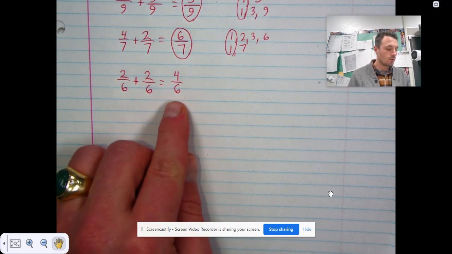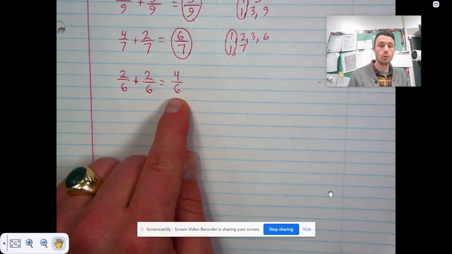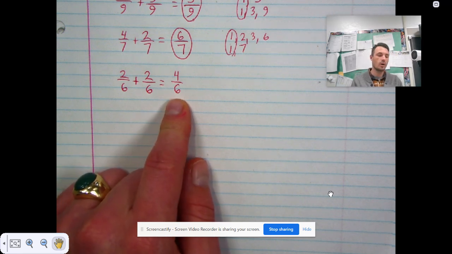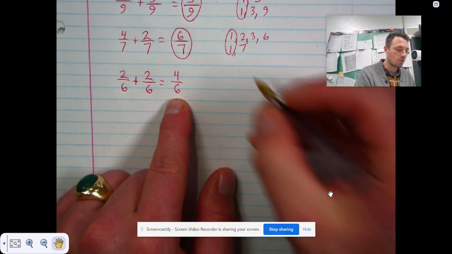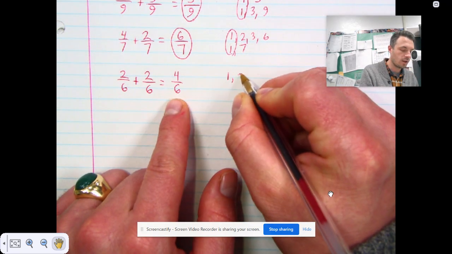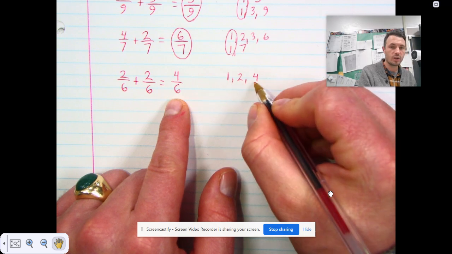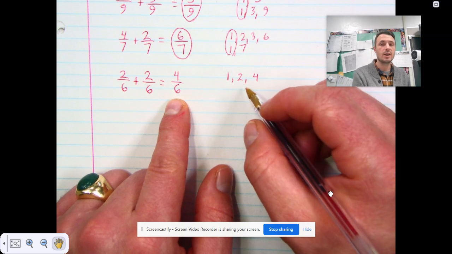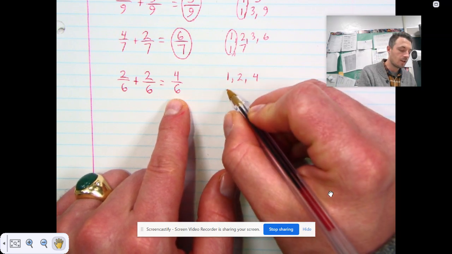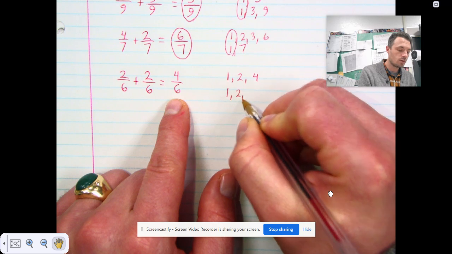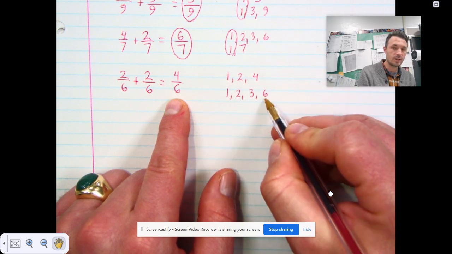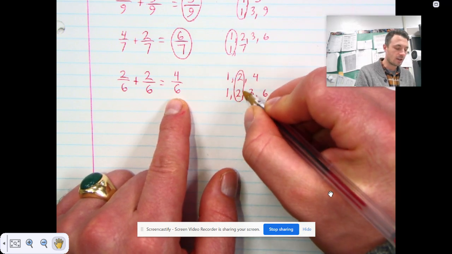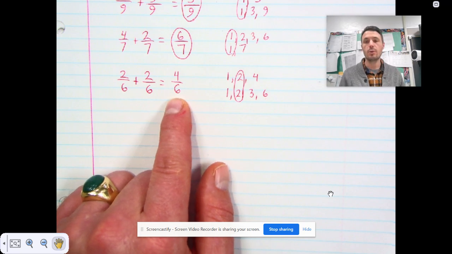Now, 4/6 can be simplified because 4 and 6 will have a greatest common factor above 1. And in order to find out what that greatest common factor is, you list the factors of 4, which are 1, 2, and 4, because 1 times 4 is 4, and 2 times 2 is 4. Those are the only numbers you can multiply together to equal 4. And then you list the factors of 6, which are 1, 2, 3, and 6, because 1 times 6 is 6, and 2 times 3 is 6. And you circle the greatest common factor, which is 2. That's the biggest number that's in both lists.